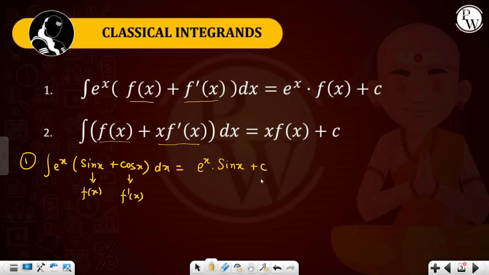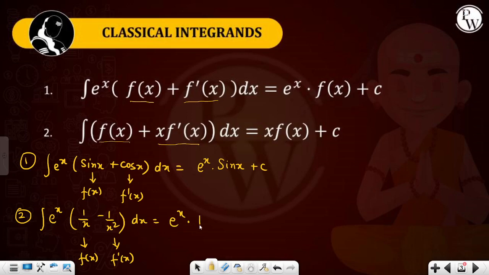Let's take another illustration. E to the power x into 1 upon x minus 1 upon x square. We know this is f of x and this is its derivative. 1 by x, derivative of 1 by x is minus 1 by x square. So again, e to the power x into f of x plus c. F of x is 1 upon x plus constant of integration. Okay.